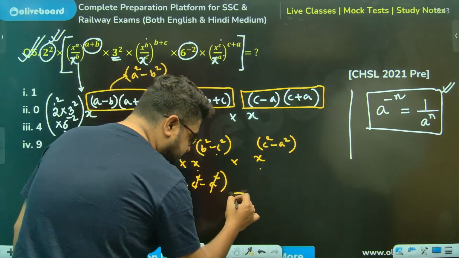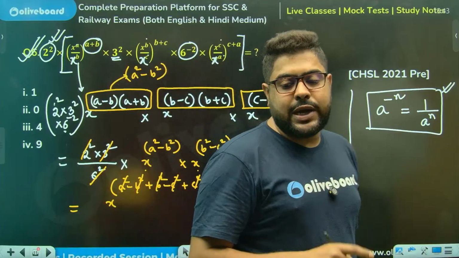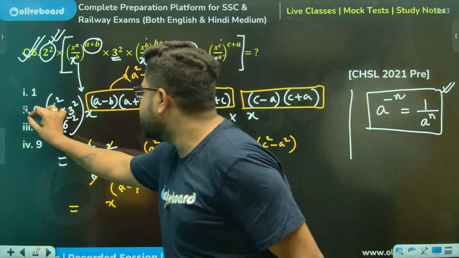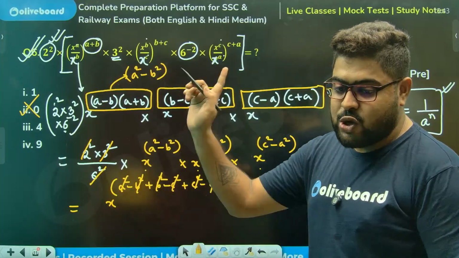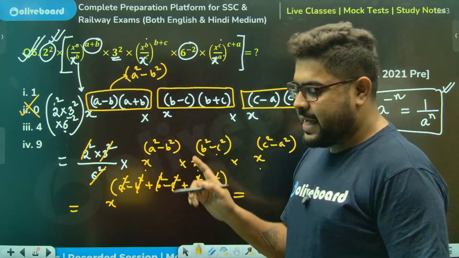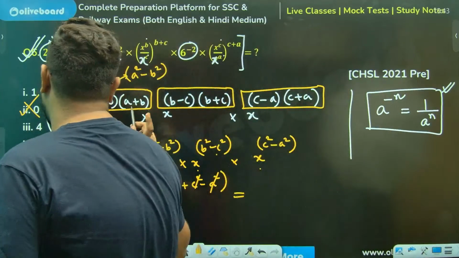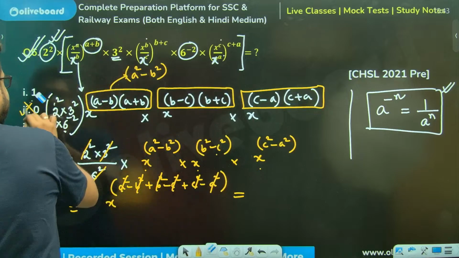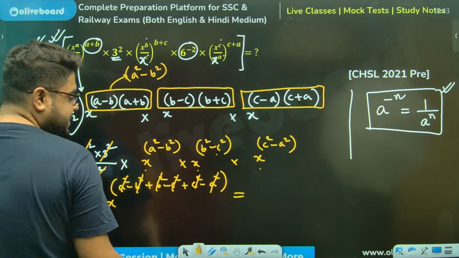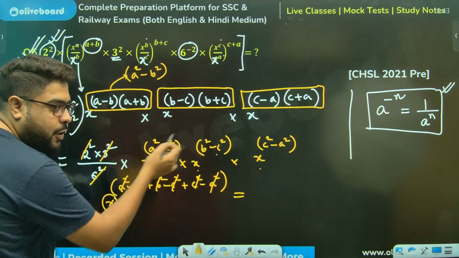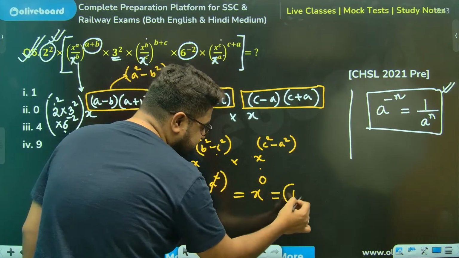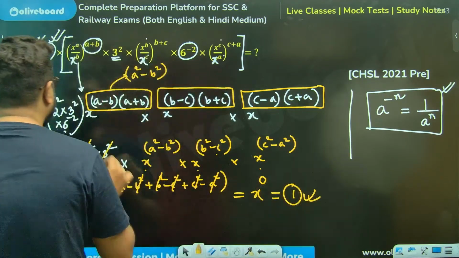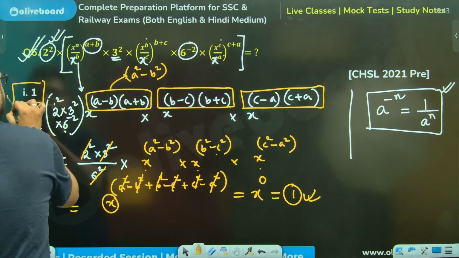Now the next step, 90% of students make this mistake. They will mark 0. And that is the biggest blunder. Why? Again, do not make this mistake. I have seen this mistake multiple times. Never make this error. Sir, this is x to the power 0, the answer. Anything to the power 0, the answer is 1, not 0. So option number 1 will be the answer.